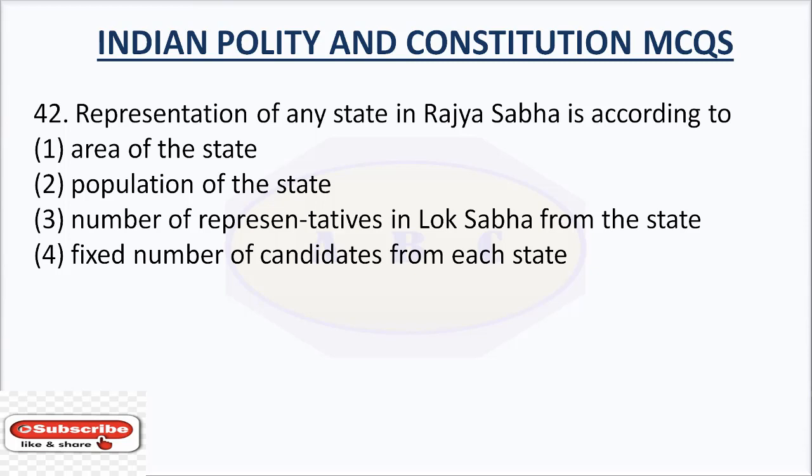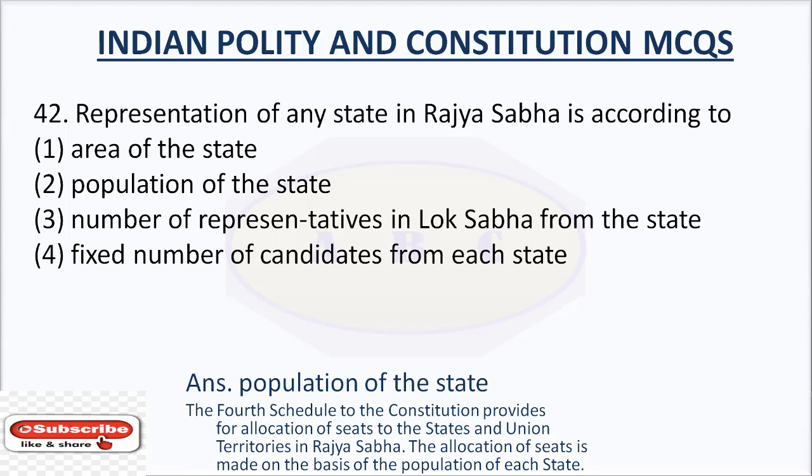Question number 42. Representation of any state in Rajya Sabha is according to: option number 1, area of the state; option number 2, population of the state; option number 3, number of representatives in Lok Sabha from the state; option number 4, fixed number of candidates from each state. Right answer is population of the state.